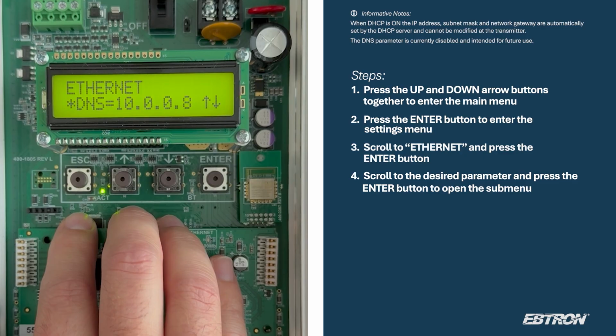Domain Name System. This sets the DNS server address used for name resolution. The default is 10.0.0.8. BACnet Protocol. This setting selects which BACnet communication protocol is active. The default is BACnet IP, but it can also be set to BACnet Ethernet when required by the building automation system. Modbus communication is always active by default on port 502.